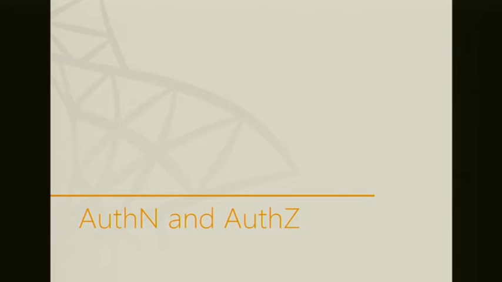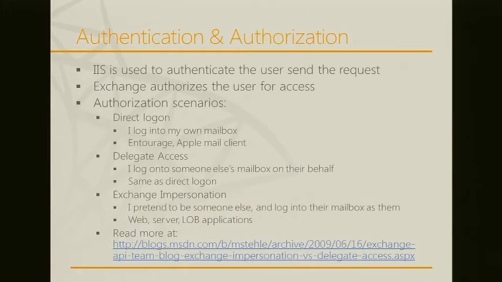Right? So with that, I will talk about the authentication and authorization part of the presentation. So how authentication and authorization happens with EWS. IIS is still used to authenticate the user request, and then Exchange has authorization models. We support three different models in EWS. One is direct logon, the second one is delegate access, and the third one is impersonation.